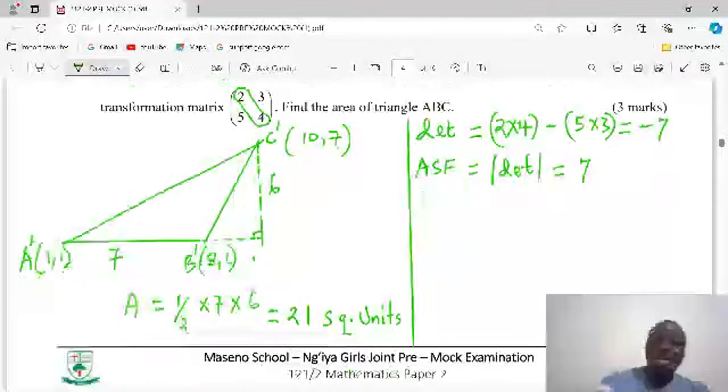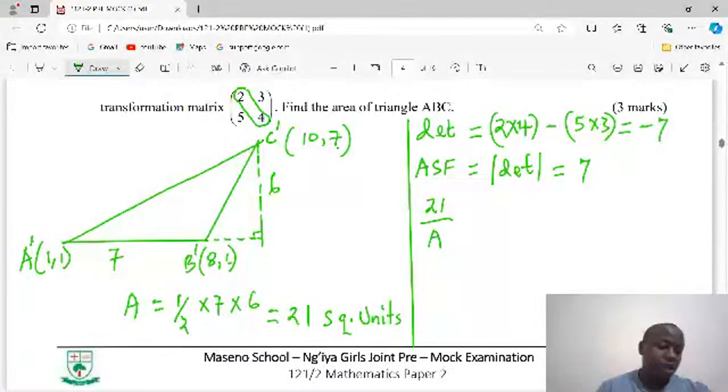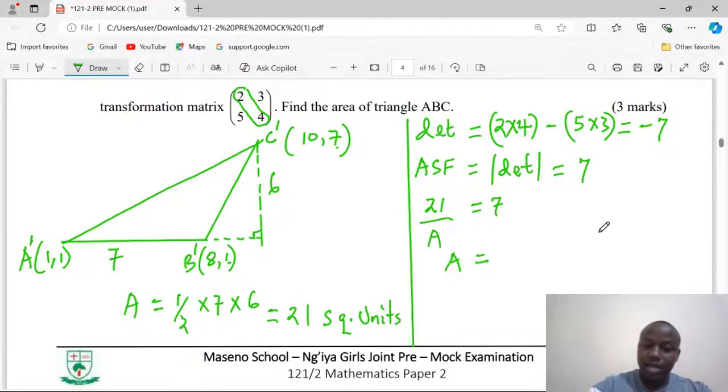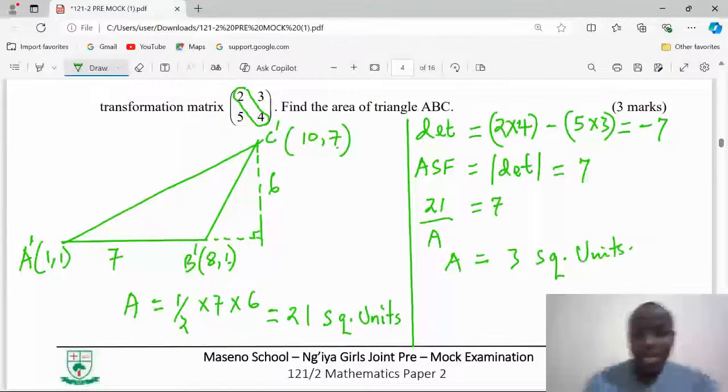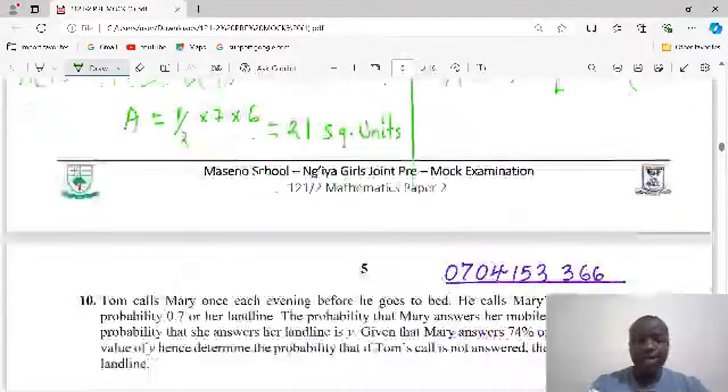So when we take the area of the image triangle, which is 21, divided by the unknown area of the triangle, we are supposed to get the area scale factor, which is 7. And so we will say that the area is going to be 21 over 7, and this will give us exactly 3 square units. So that is the area of the triangle ABC.